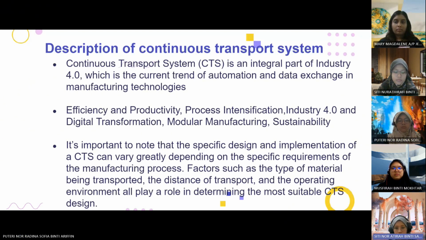It's important to note that the specific design and implementation of the CTS can vary greatly depending on the specific requirement of the manufacturing process. Factors such as the type of material being transported, the distance of transport, and the operating environment all play a role in determining the most suitable CTS design.